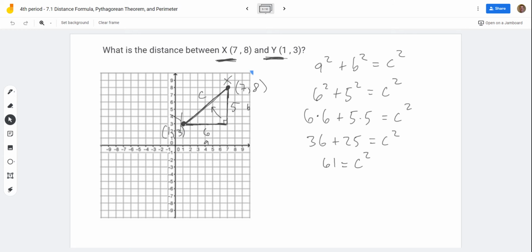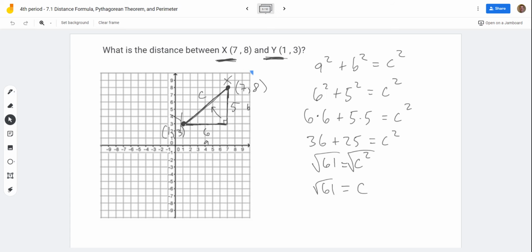So to get that distance, I need to undo this square. I have 61 equals c squared, but I want c. Whenever you want to undo a square, if I have c squared, I have to take the square root. The opposite of a square is a square root. So if I put c squared under the square root, that's going to give me c. And now I have the square root of 61 on the other side. You could plug this square root into your calculator, but it's the opposite of squaring something.